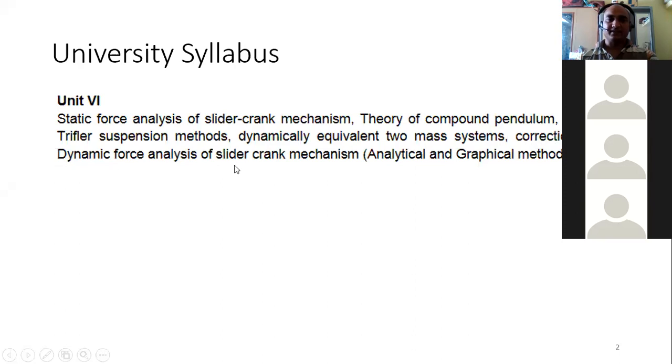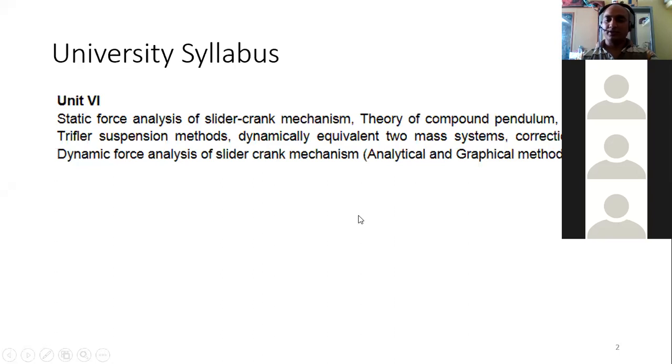Then dynamic force analysis of slider crank mechanism. In the last lecture only we have seen that. Okay, dynamic force analysis. In that we have seen different forces in the slider crank mechanism, like piston effort that we had seen, then force along the connecting rod that we had seen, then Ft, that is the traction force we have seen, bearing force we have seen.